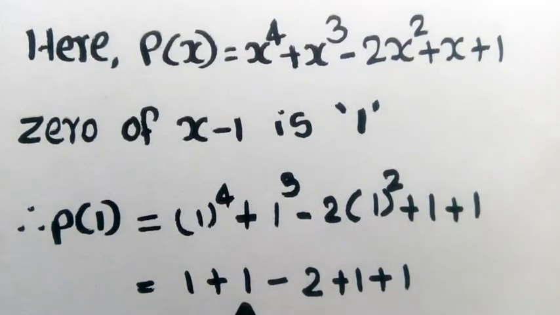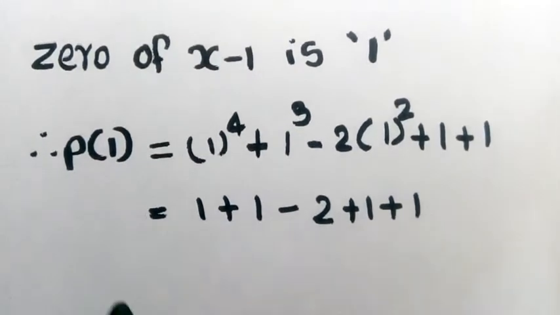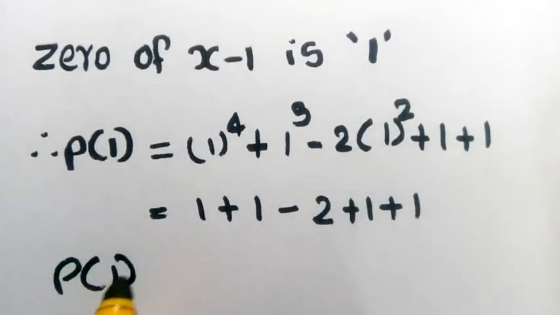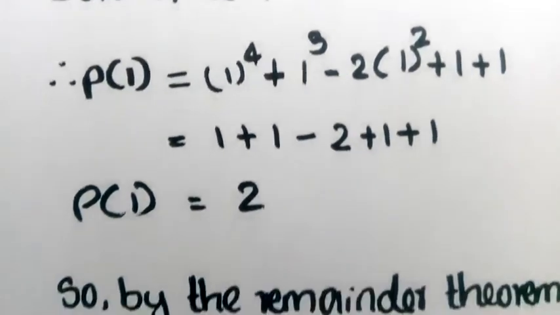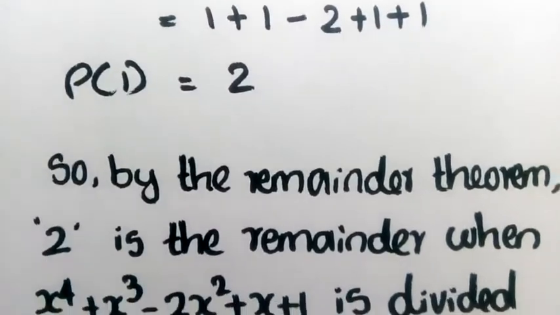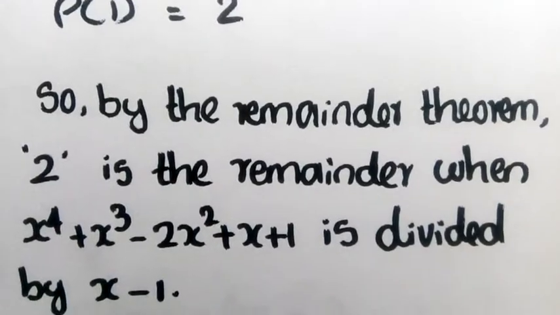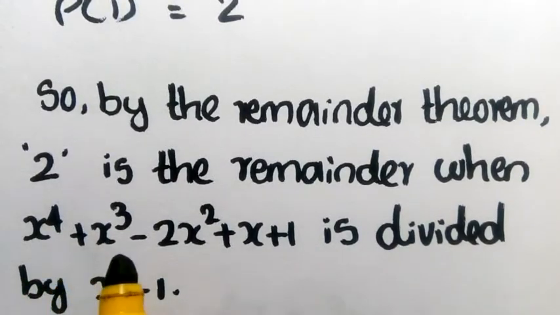Now 1 plus 1, 2. 2 minus 2 is 0. 0 plus 1, 1. 1 plus 1, 2. So we will get the value of p of 1 is equal to 2. So by the remainder theorem, 2 is the remainder when x power 4 plus x cube minus 2x square plus x plus 1 is divided by x minus 1.